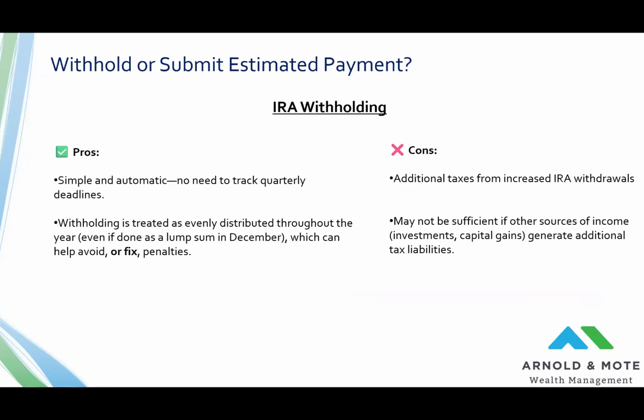The big pros here is that it's simple, it's automatic, there's no need to track these quarterly deadlines, and it can help fix some problems because the IRS is just going to assume that you've withheld evenly throughout the course of the year. But you're going to pay taxes on IRA withholdings, IRA withdrawals that go to taxes. That can cause some problems for some people.